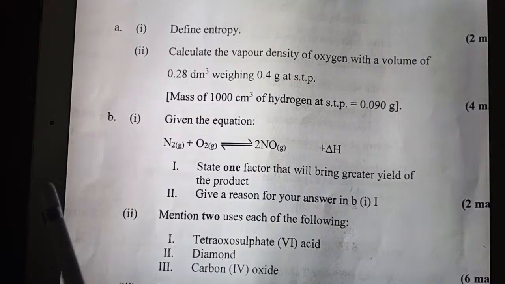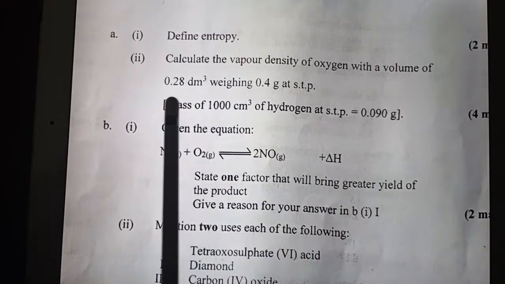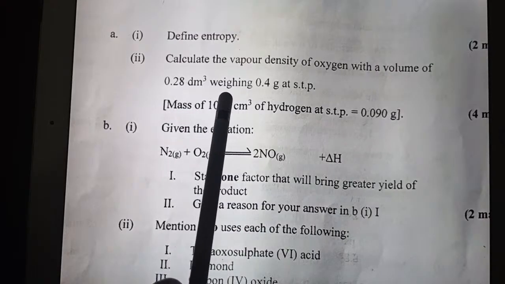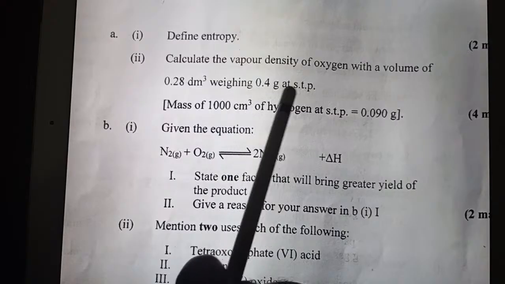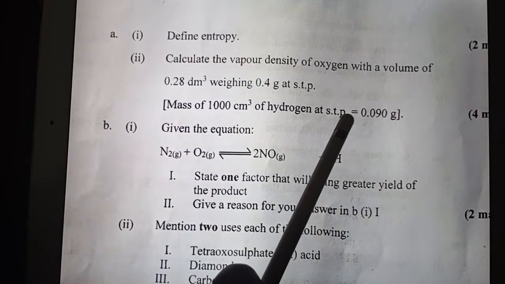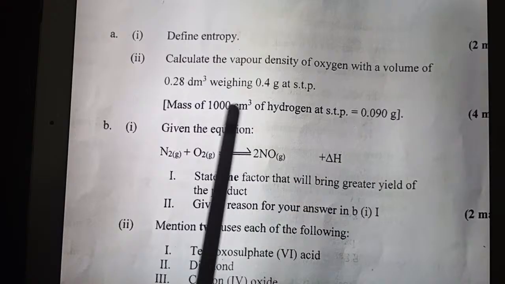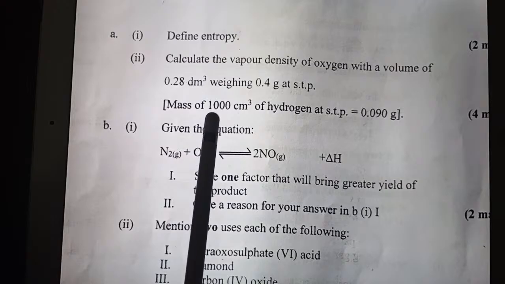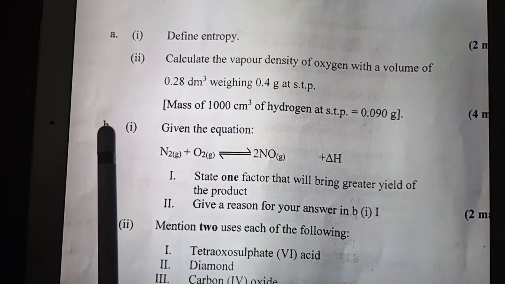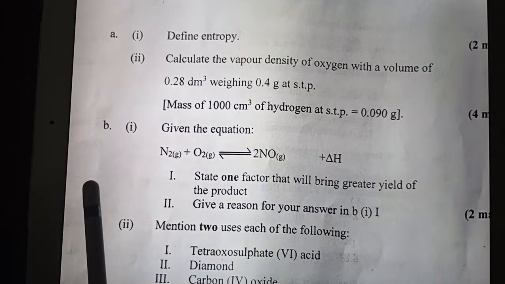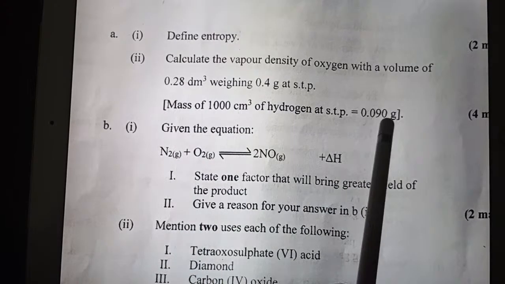0.090 gram. Let me take the question again. Calculate the vapor density of oxygen with the volume of 0.28 dm cube weighing 0.4 gram at STP. Having mentioned STP, why not give us 22.4 dm cube? And they are giving us the density of hydrogen gas. Anyway, any of them can work. I can solve with this value here. I can also solve without this value in brackets and still get the same answer. But in the exam, please solve with what they gave you in brackets. You are expected to use this one to get the answer.